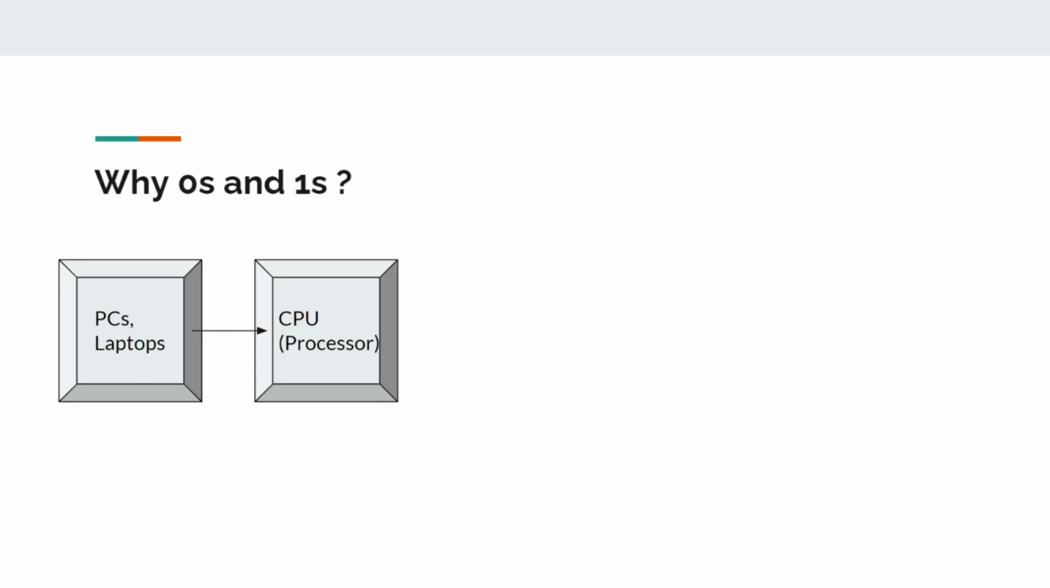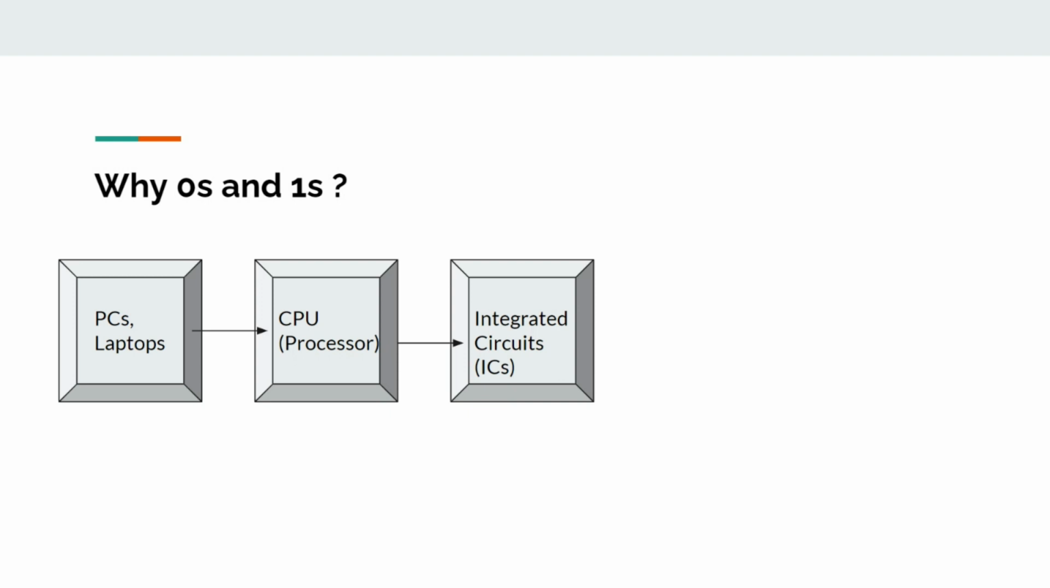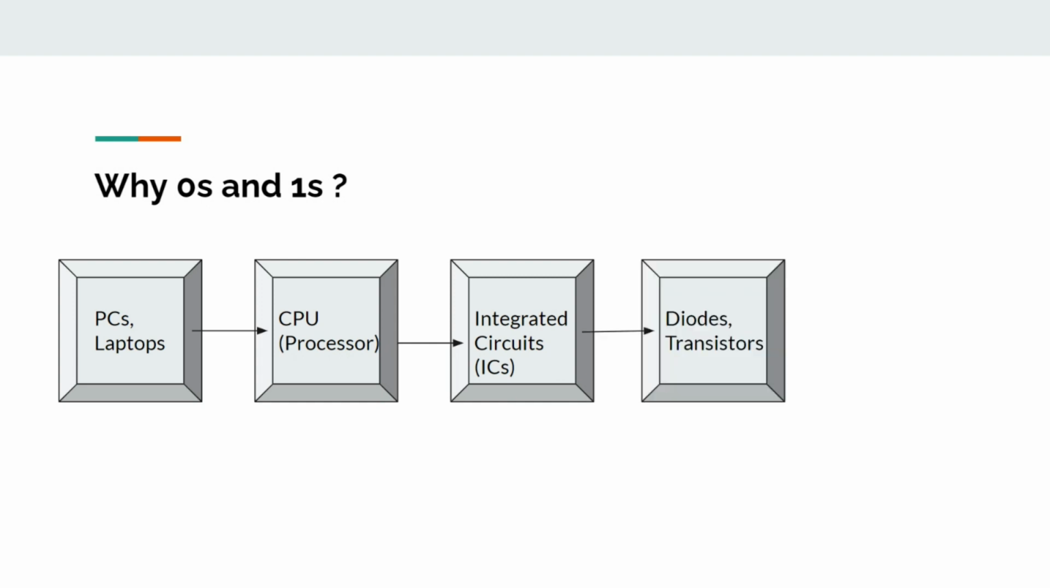CPU is the central processing unit, the brain of the computing system. Inside the processor, there are hundreds of integrated circuits. Integrated circuits are small-sized chips which provide functionalities, say arithmetic. Inside ICs, there are electronic components called diodes and transistors. Diodes are two-terminal devices and transistors are three-terminal devices.